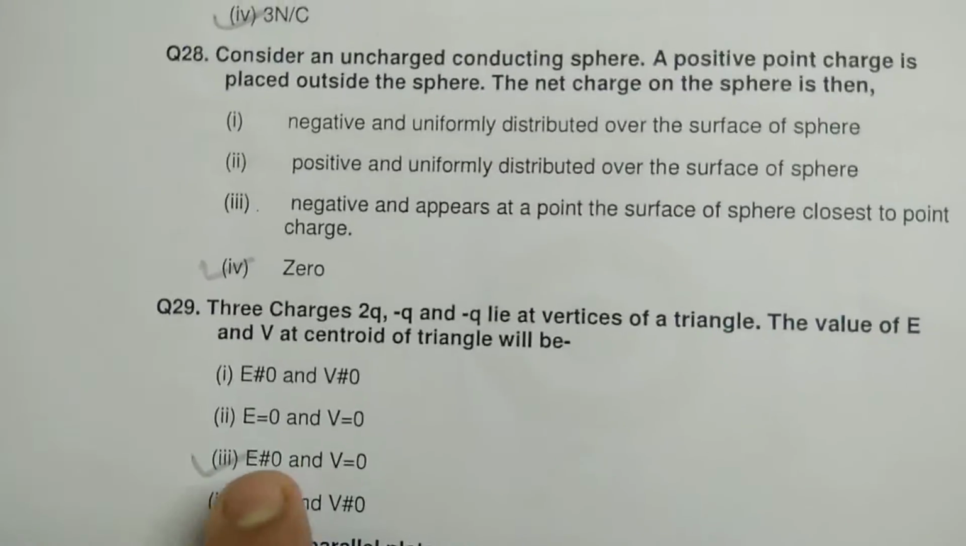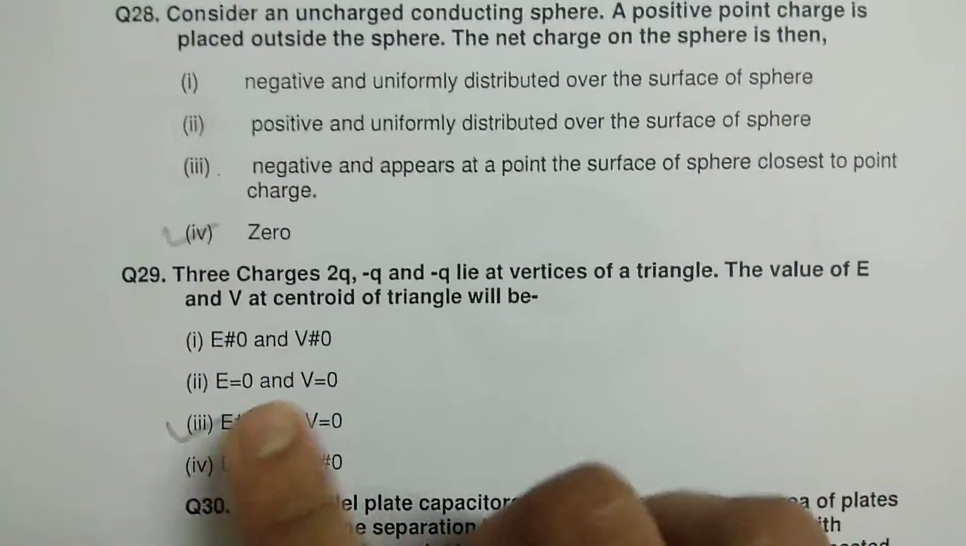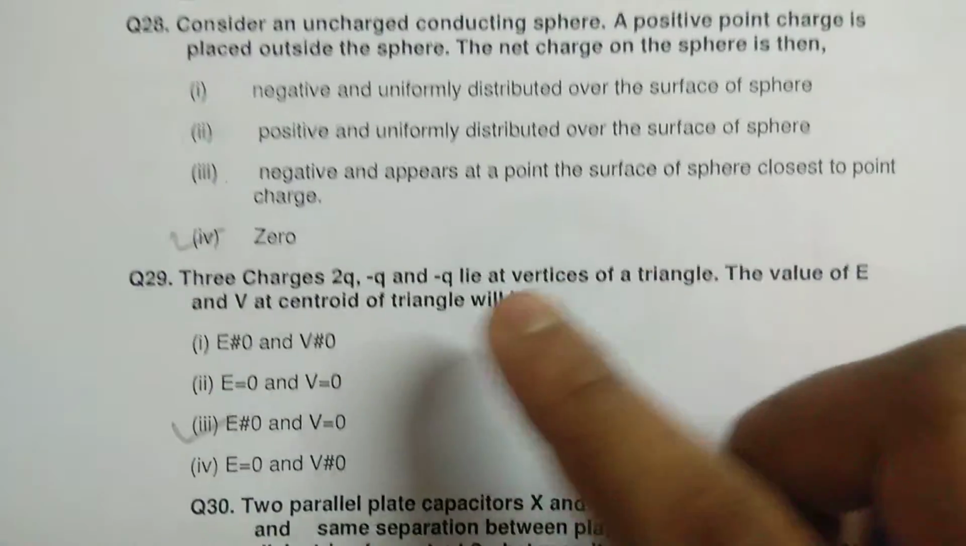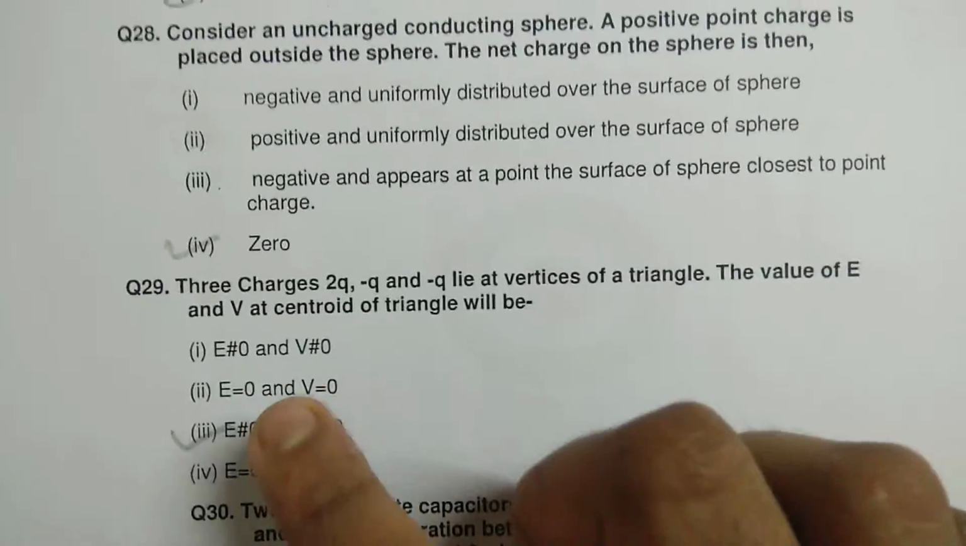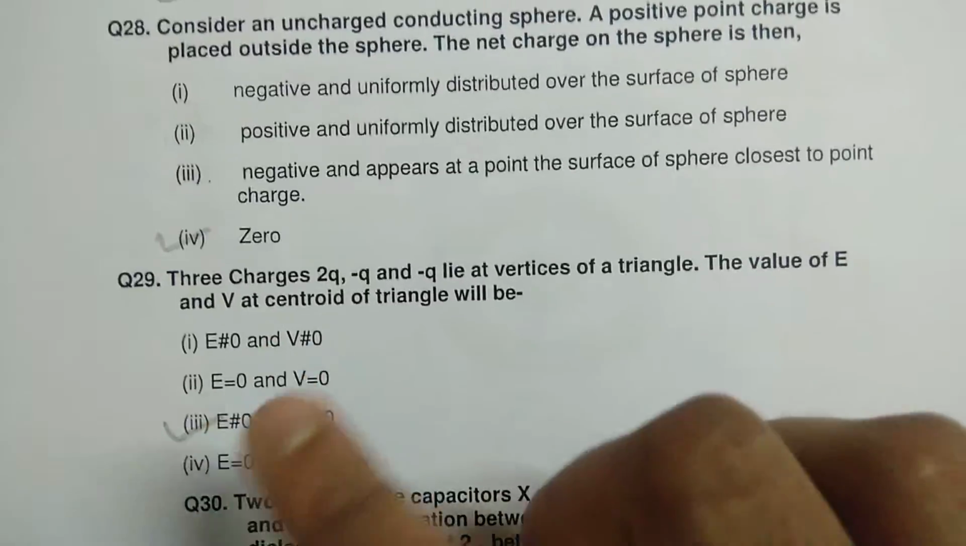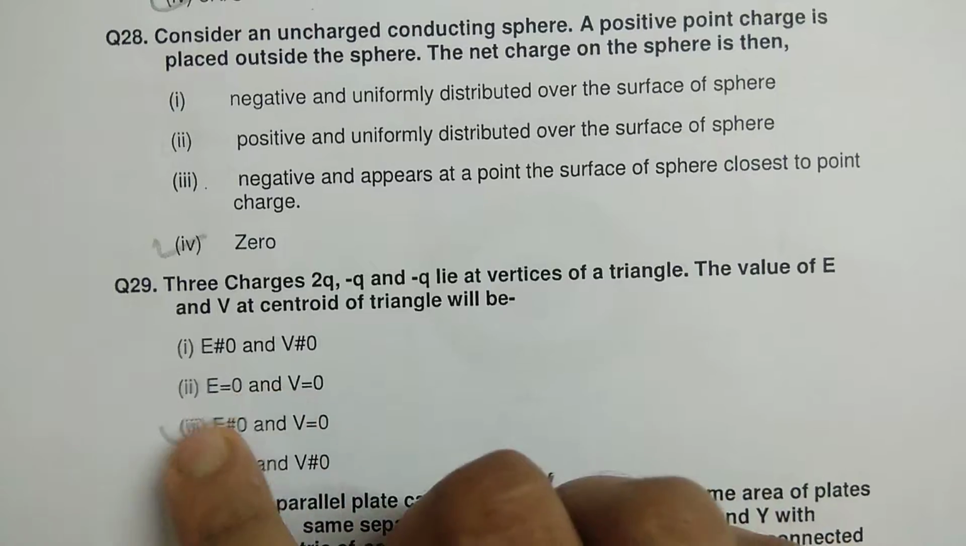And this is not a hashtag. We social media guys are used to this hashtag symbol. This is actually not equal to. They have given it as a hashtag. So V will be equal to 0, so either option 2 or option 3. Now will E be 0? Obviously E will not be 0. E will be not equal to 0. So option 3 will be the correct answer.